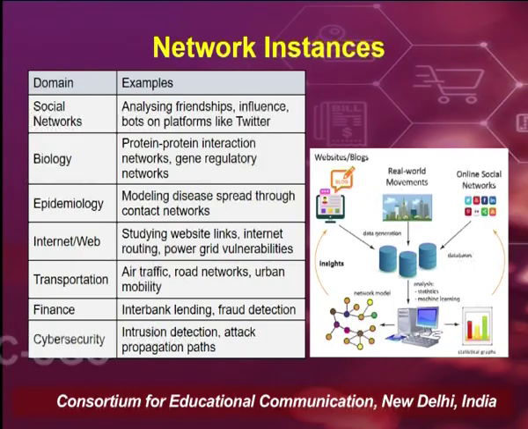There are different types of network instances available. It could be social networks, biological networks, different types of web pages connected over the internet, and also the intranet in some cases, transportation networks, and many more. So, let us see very specifically how a social network is constructed in a social graph.